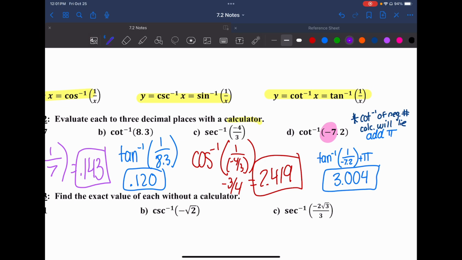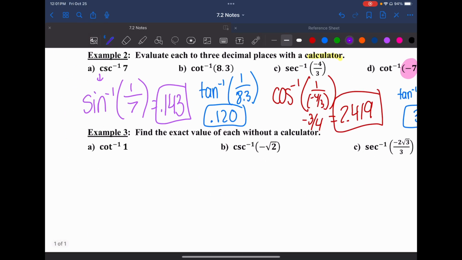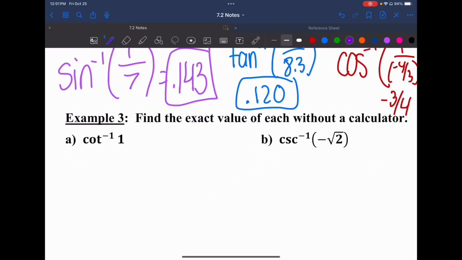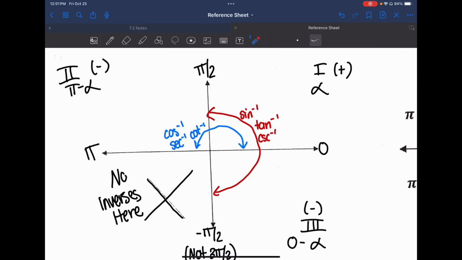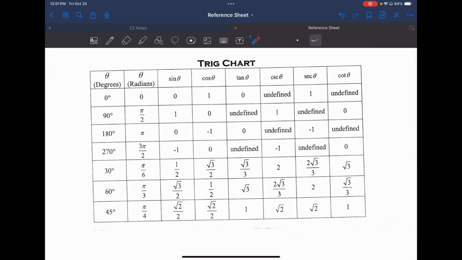All right, these last ones are similar to that, but it says find the exact value of each without a calculator. We're going to start with the trig chart and see if we can do it from there. So the inverse cotangent of 1, cotangent of 1 is at pi over 4. That's my answer.